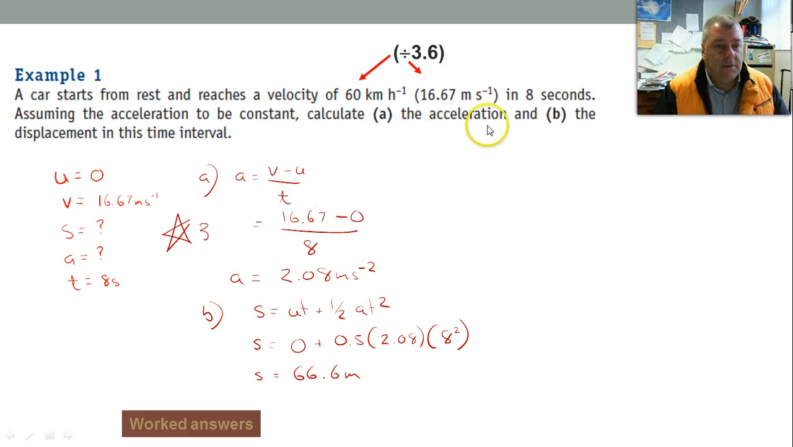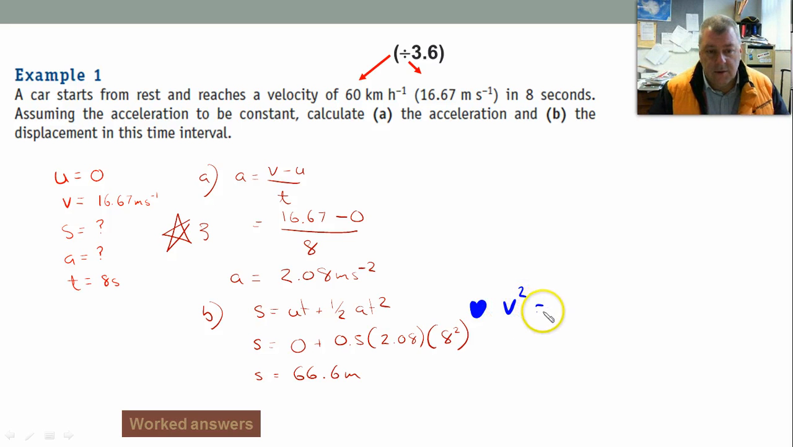Now B is asking for the displacement. So effectively now we've got 4 things, because we now know a. And so we can use s equals ut plus half at squared. But we could have also used the formula, let's see.